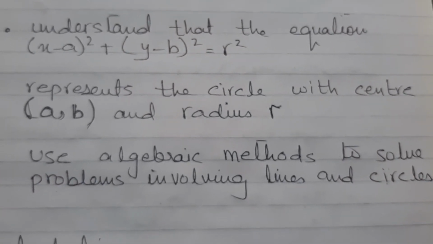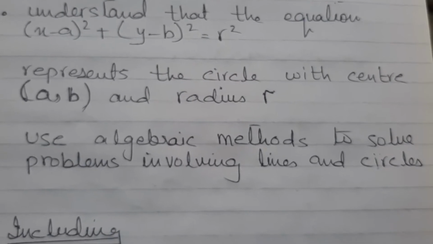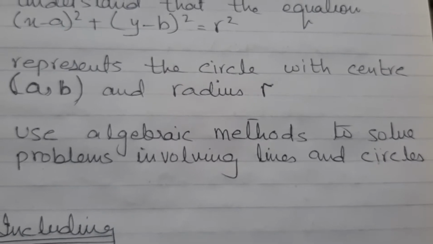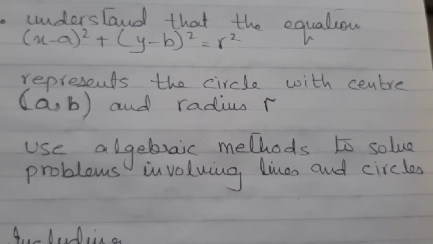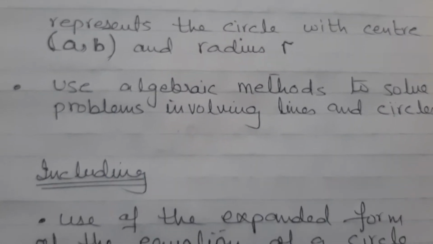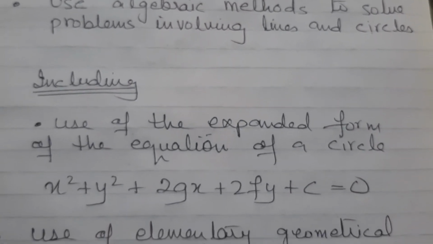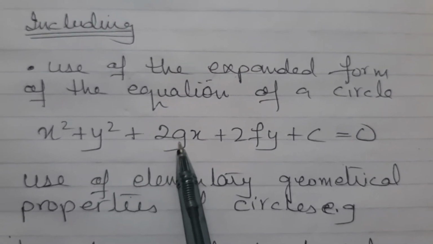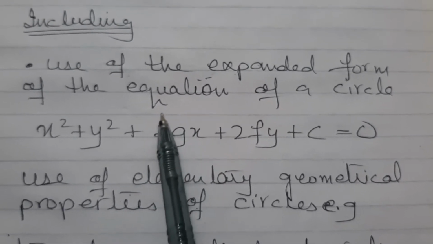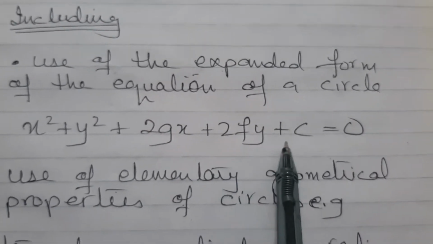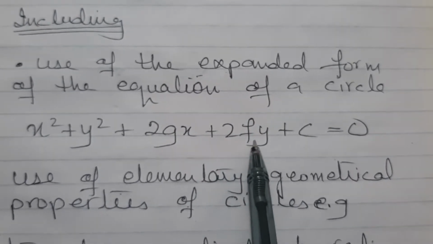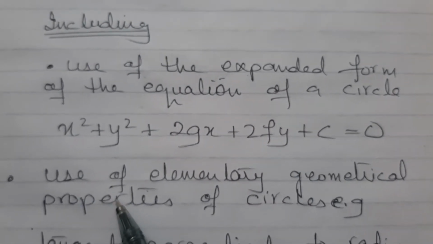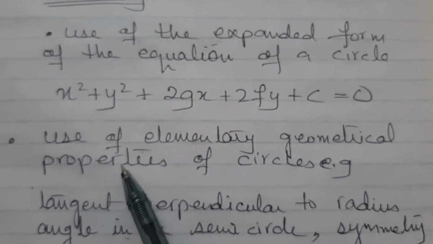Then it is saying the algebraic method to solve problems involving line and circles. So it means a problem will be given to you, in which a few pieces of information will be given, and you will have to find the equation of the circle. And this includes that if the equation of a circle is given in this form, x² + y² + 2gx + 2fy + c, you will have some number or something unknown which you will have to find out. So use the elementary geometric properties. We will see that also in the example.